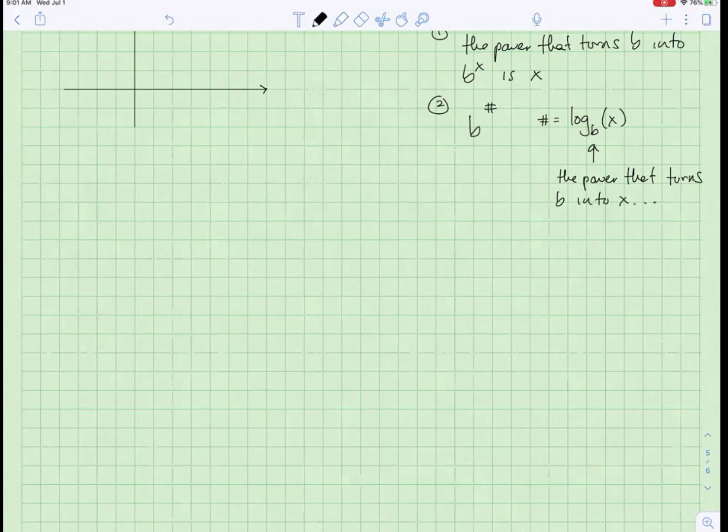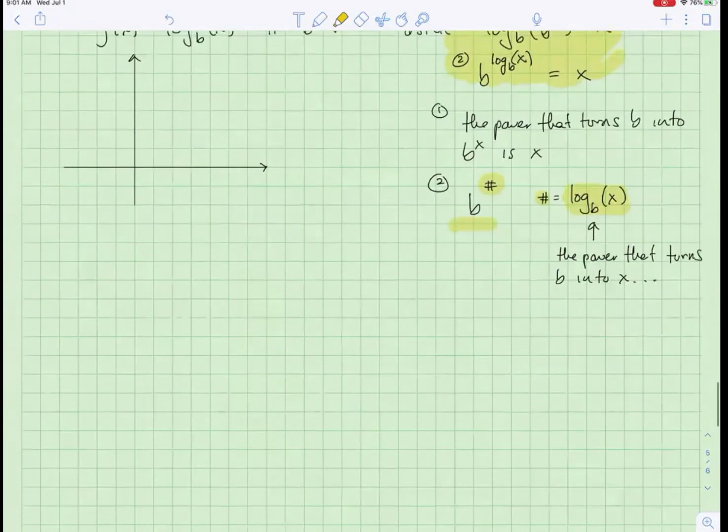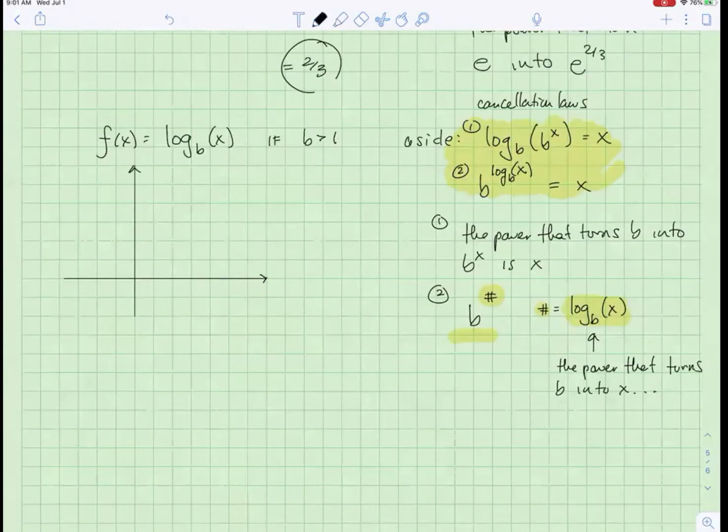So stay with me here. This is where it gets a little bit weird, but it's actually pretty straightforward if you can get past this crazy notation. We all agree that this is the power that turns b into x. If we raise b to this power, we'll get x. But that's exactly what we're doing. We're taking b and we're raising it to the power that turns b into x. So if we take b and raise it to this magic power, it's supposed to turn it into x. So these are cancellation laws.